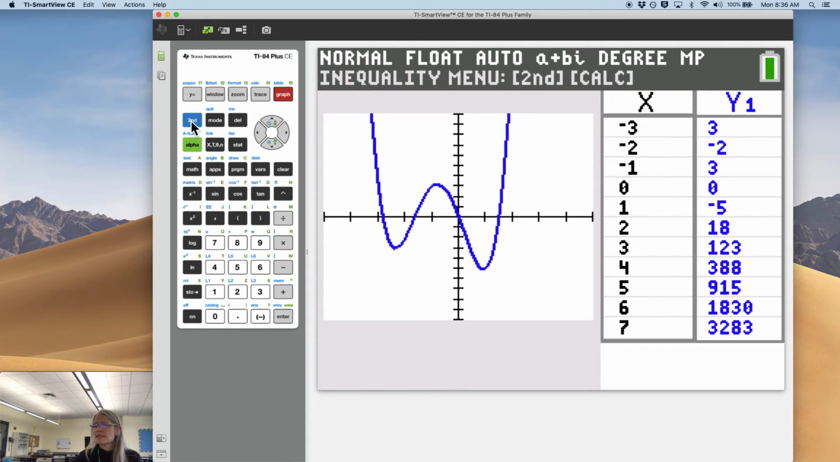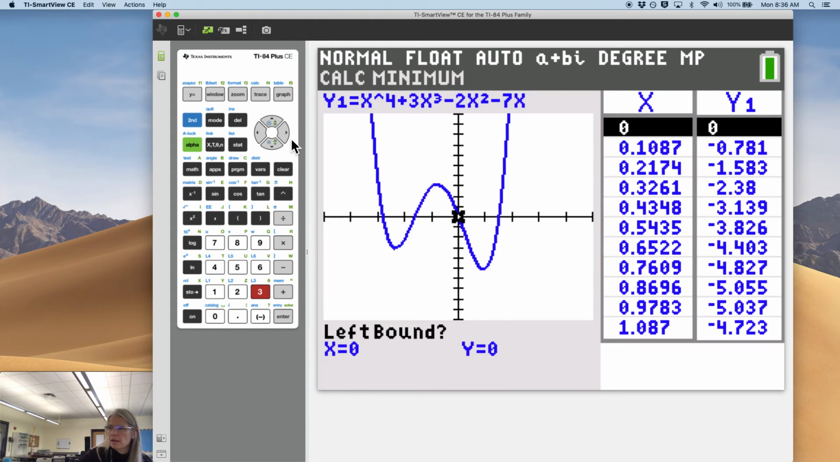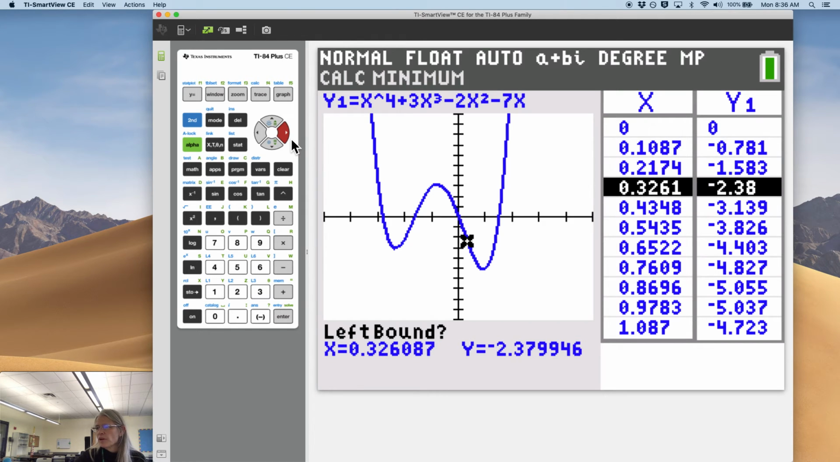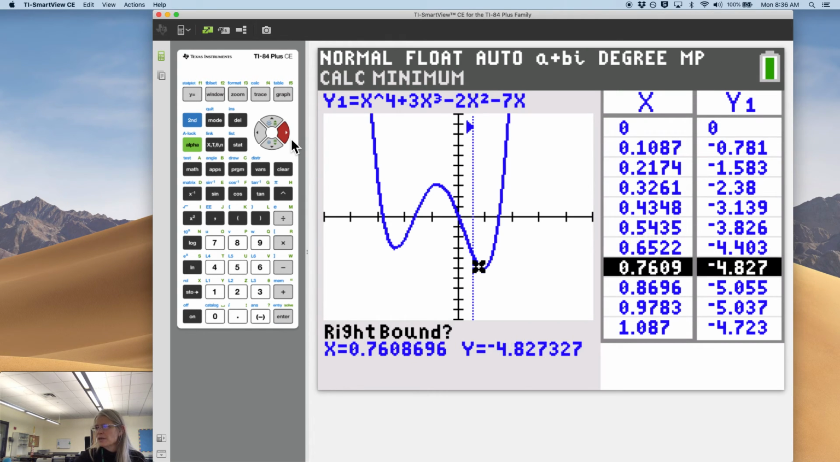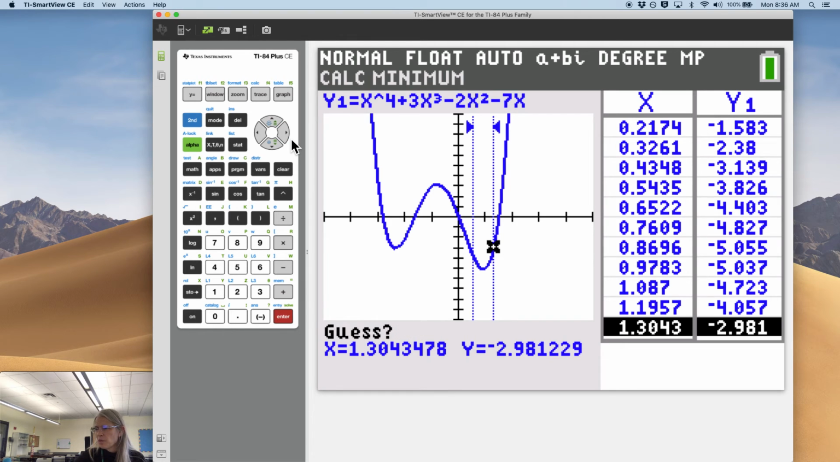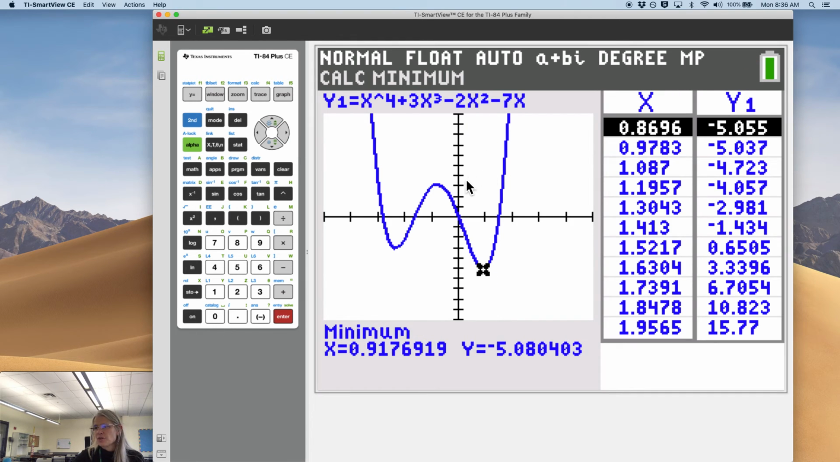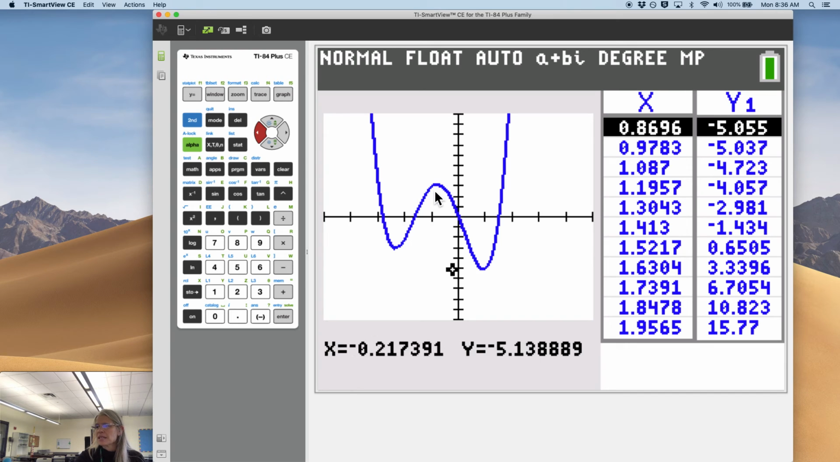So second calc min, and we'll do this one over here first. Enter. I don't know if these values are going to be quite as pretty, and they're not. So your value is here at 0.917 and y equals negative 5.084. And your y-intercept happens to be 0, 0 because there is no constant. You could do the second local min. This one has 2 local mins.